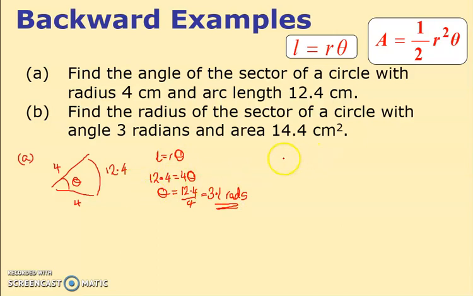3.1 radians, I'm just trying to work out in my head what that is. It's about a 150 degree angle, I suppose. I remember one radian is about 57. Anyway, part B, we've got another.